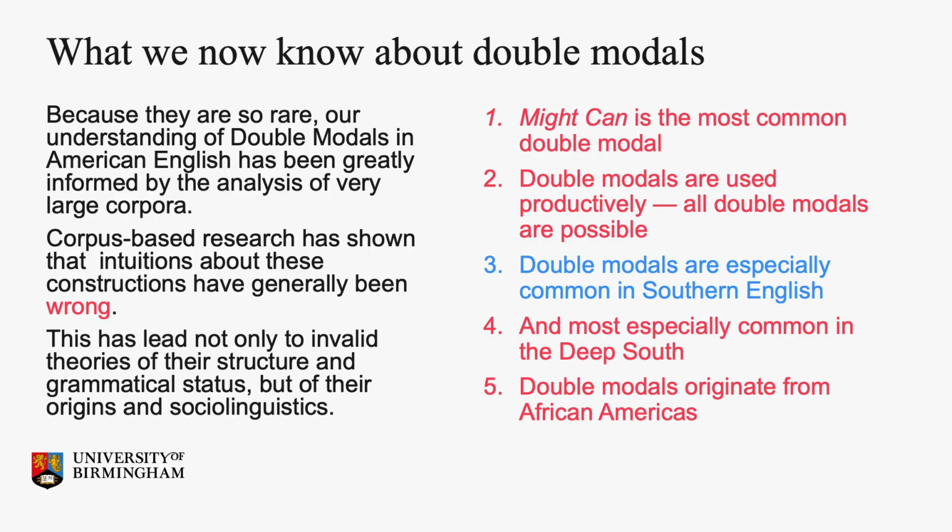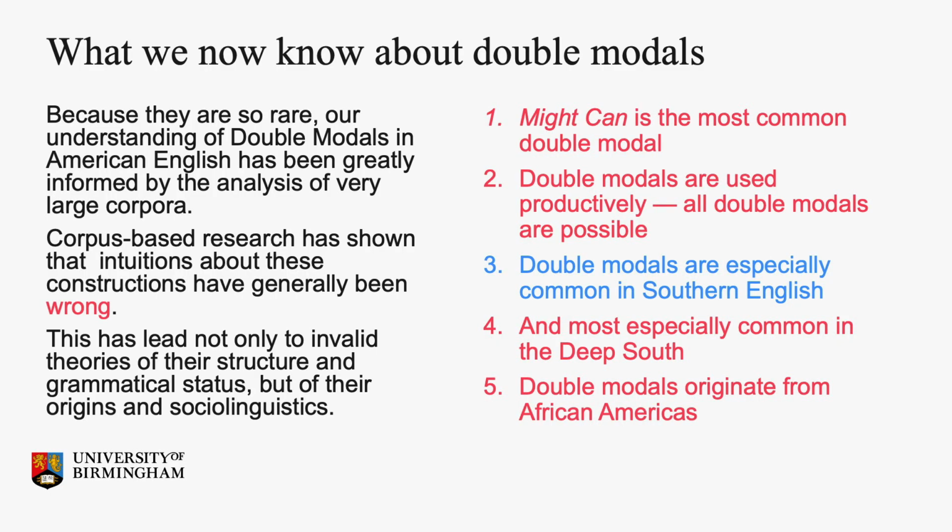Okay, so here's what we thought we knew about double modals, and almost all of those are wrong. Might can is actually the most common double modal, not might could. Double modals are used productively. All double modals appear to be possible. It is correct that double modals are especially common in the South, but not in Appalachia, not in the Upper South, in the Lower South. And it appears that double modals originate from African American English.